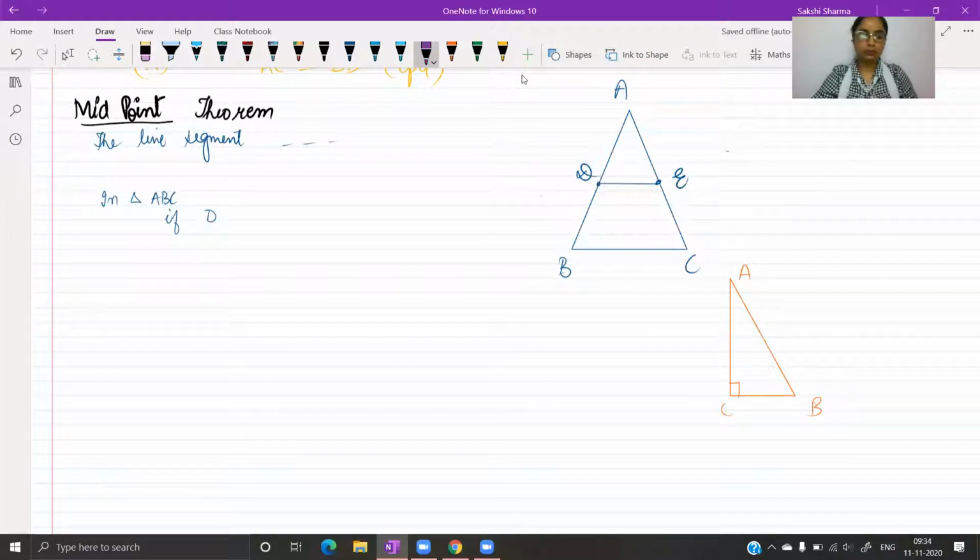I'll do it with you. AC and AB. Okay, let's say the midpoint of AC is M. So these two parts will be equal. And the midpoint of AB is N. And then these two parts will be equal.